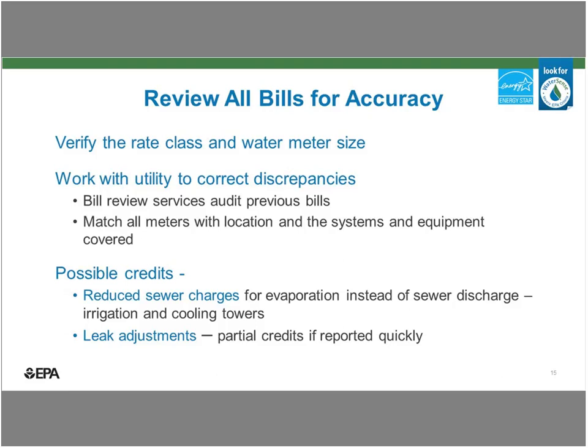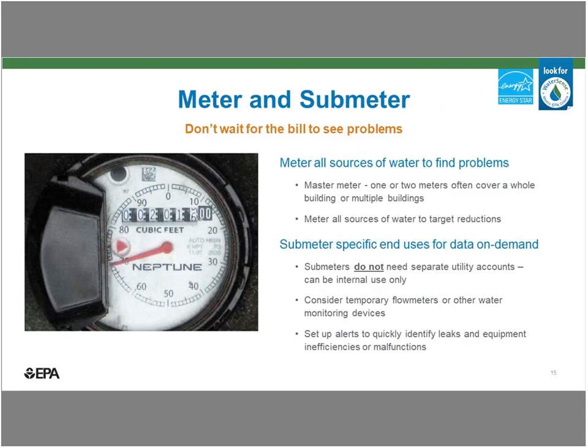And then in some cases, if you do find a leak and can prove that you fixed it, some utilities will actually give you partial credit if you've done this quickly. They understand in a lot of cases that accidents or problems happen, but if you're proactive, they sometimes will be able to work with you to give you some sort of credit so that you don't have to pay the massive spike in the water usage charge.